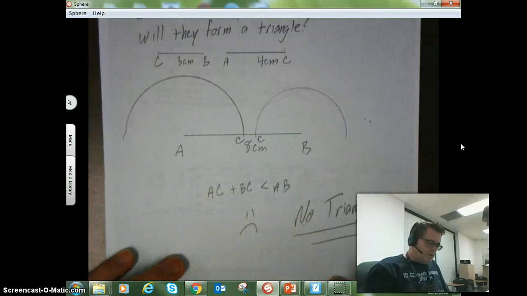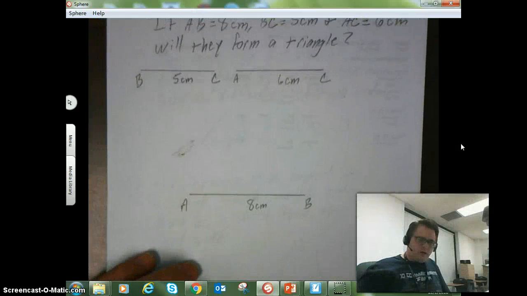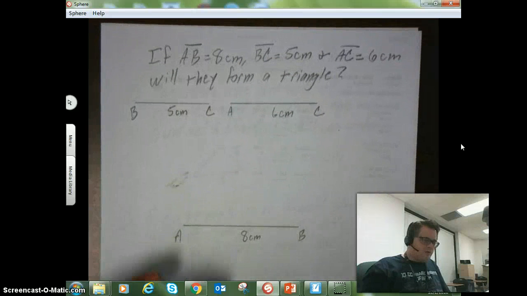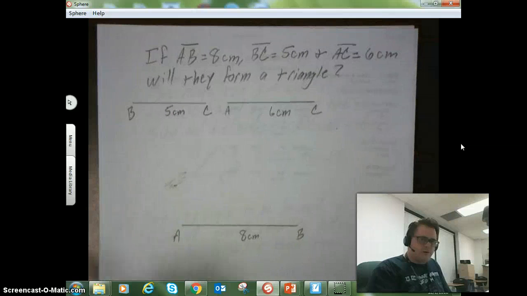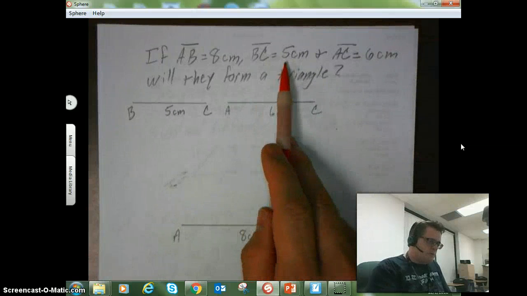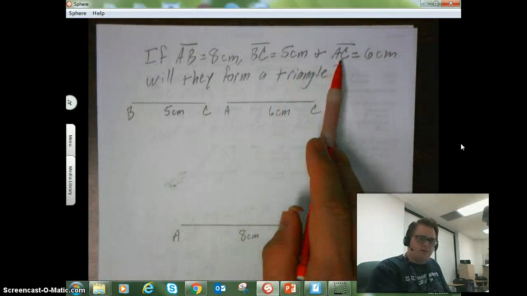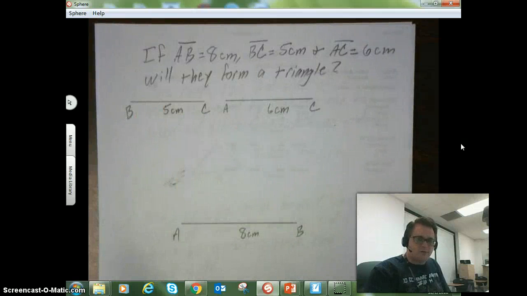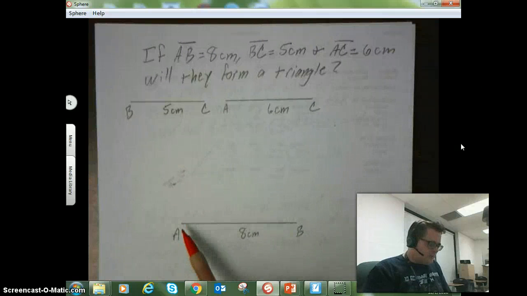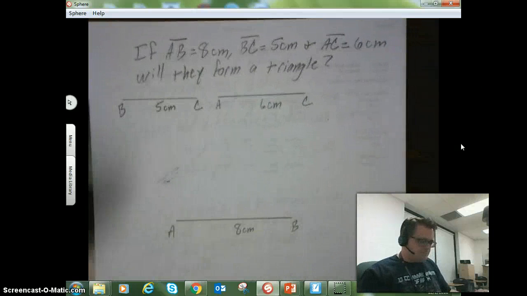Now, what if we look at it like this? Here I'm still using segment AB as 8 centimeters, but now I've changed segment BC to be 5 and segment AC to be 6. Again, I've already set these up by measuring with my ruler. Now we're going to repeat the process.